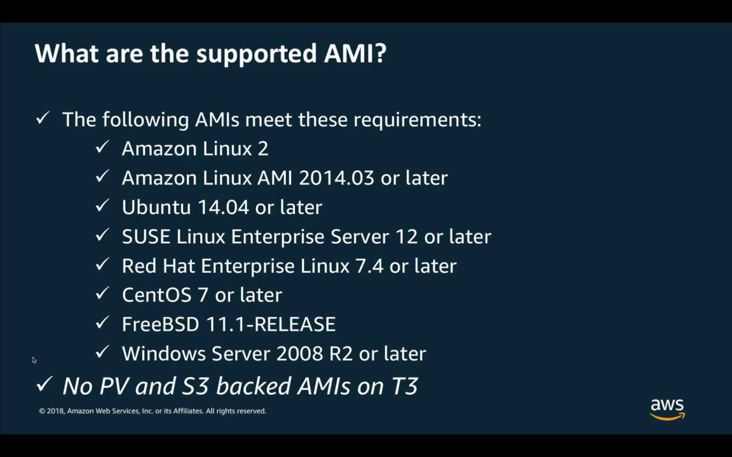Customers will not be able to launch a T3 instance if they try using an AMI that is not supported. If they select an AMI without ENA, then the T3 instance would be grayed out on the console, or you'll get an error message in the CLI if you provide the incorrect AMI ID while trying to launch a T3 instance. Also, no PV and S3-backed AMIs will be supported on T3.